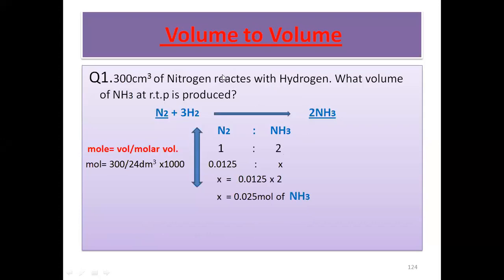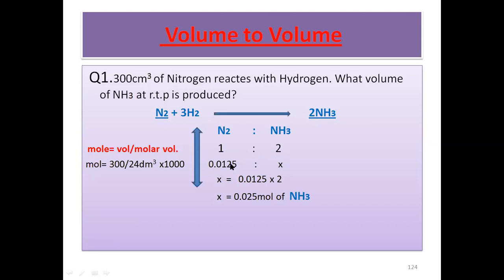Now there is another calculation, that is volume to volume. If the volume of one substance is given, how can you find the volume of another substance? 300 centimeter cube of nitrogen reacts with hydrogen. What volume of ammonia at room temperature and pressure is produced? 1 mole of nitrogen reacts with 3 moles of hydrogen, forming 2 moles of ammonia. Here we have a stoichiometric relationship between nitrogen and ammonia. 1 mole of nitrogen ratio 2 moles of ammonia. Here x mole of ammonia because we have to find the volume of ammonia.